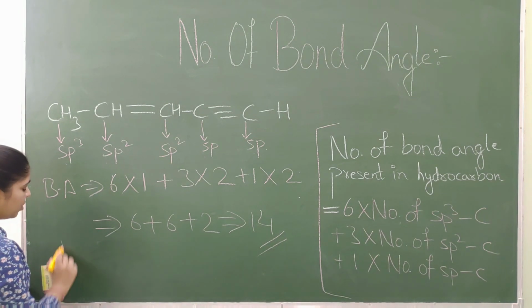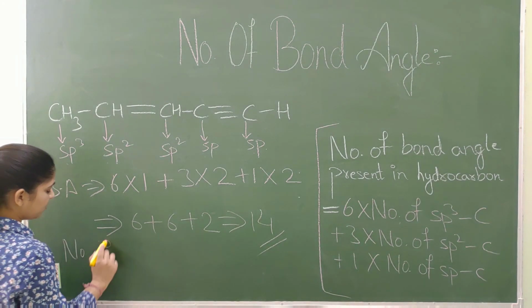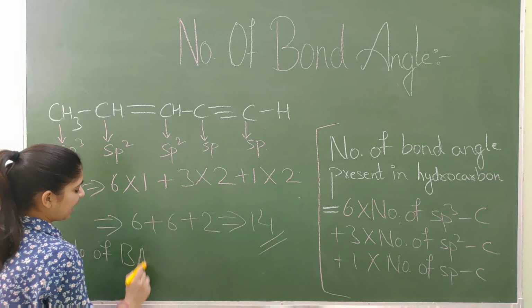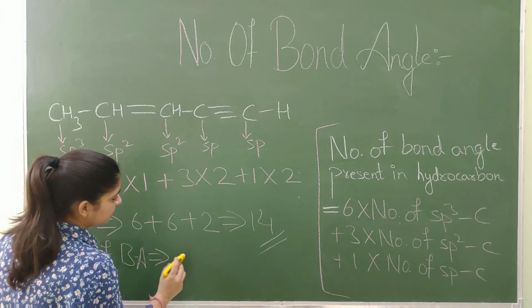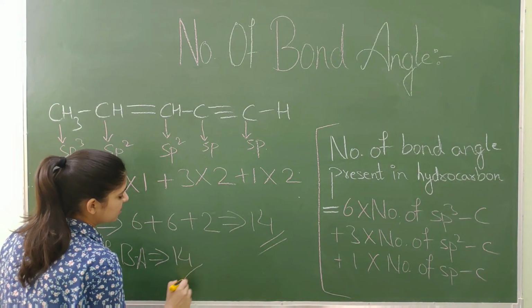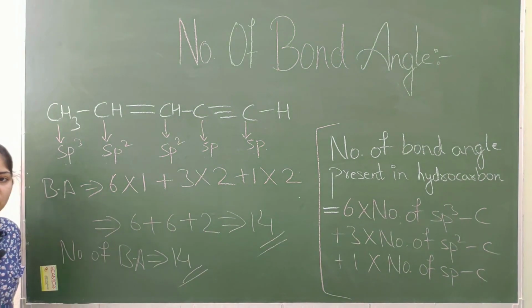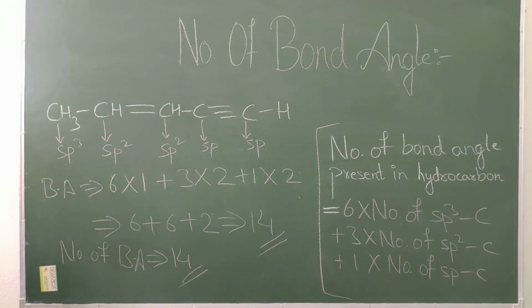Okay, so the total number of bond angles present in this hydrocarbon is 14. Okay, so now you can take a screenshot.